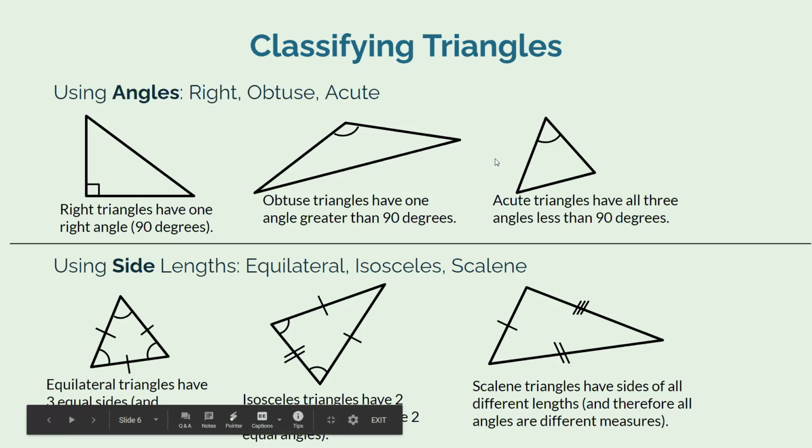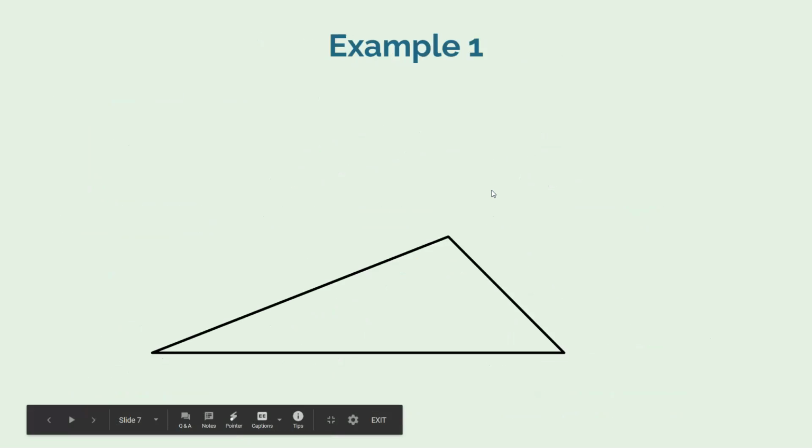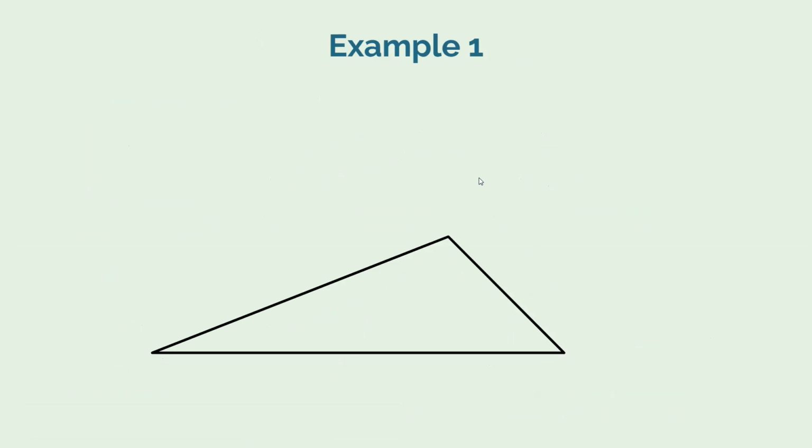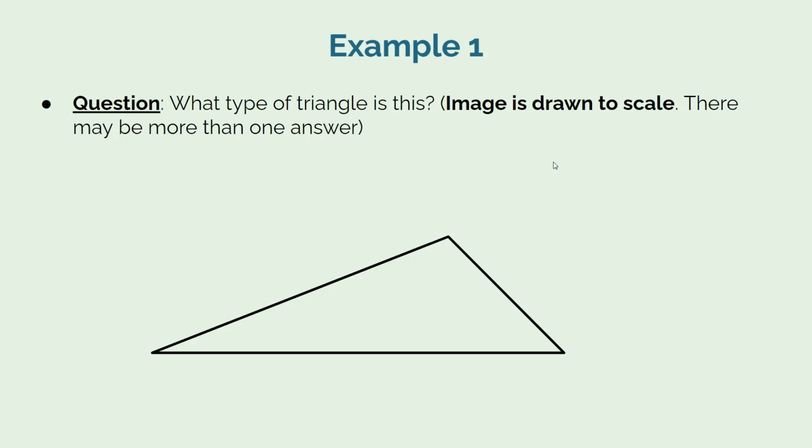Okay, we're going to move on now. First, we're going to look at an example. What type of triangle is this? You can just type your answer in the chat, and there may be more than one answer.